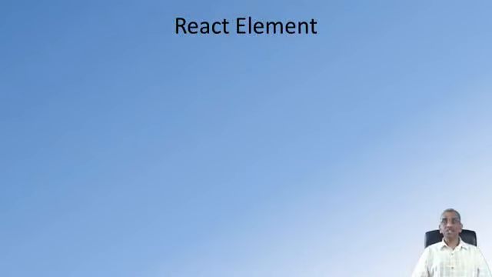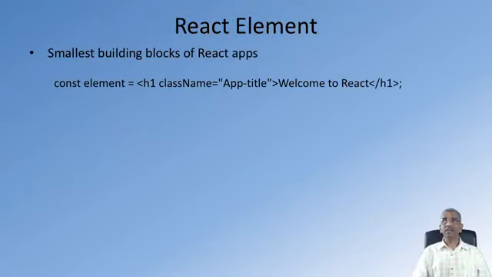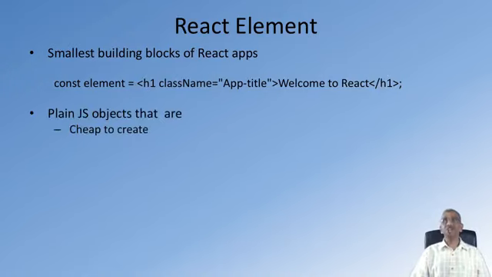You saw me drawing attention to this particular line in the code there, which is h1 className app title, welcome to React. Now, this is the smallest building block for a React application, what we refer to as a React element. In this React element, you are noticing this h1 tag, which seems to remind you of the HTML h1 tag. What this represents in React is a plain JavaScript object. In React, all these elements are plain JavaScript objects that are very cheap to create, and so you can create a lot of them for use within your React application.